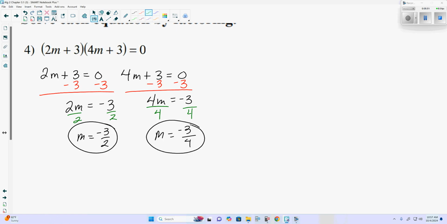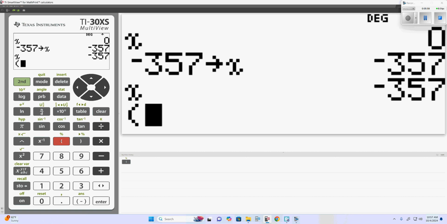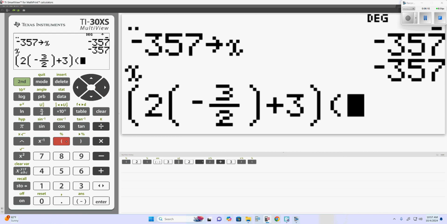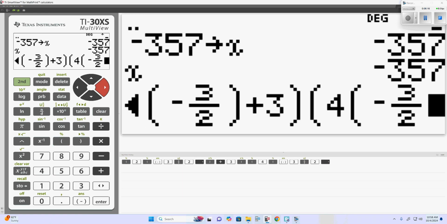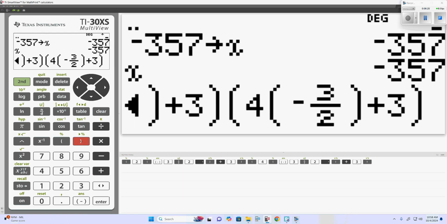Otherwise, I'm having to flip back between them. And we could check it in a calculator. We don't have to necessarily do this by hand. Yes, parentheses. We'd have 2 times negative 3/2 plus 3 times 4 times our negative 3/2 plus 3. So all I've done is just type the negative 3/2 in for x.